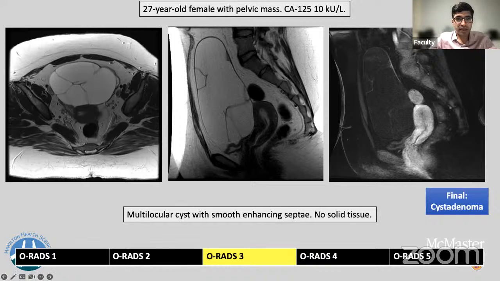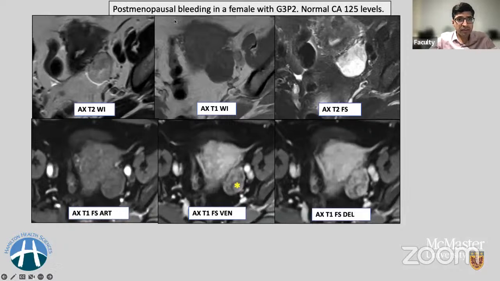But always remember that it at least gives you, for the most part, what is going to be the risk of malignancy. So for O-RADS 3, it's approximately 5%. So, postmenopausal woman with bleeding and coming with normal CA125 levels.